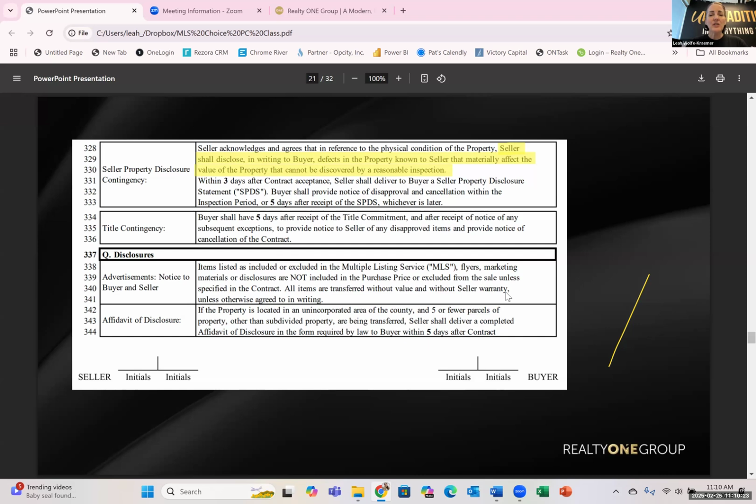The seller property disclosure contingency. Seller shall disclose in writing to buyer defects in the property known to seller that materially affect the value of the property. I love this part. That cannot be discovered by a reasonable inspection. I understand there is still some ambiguity here. I understand that there's still kind of a vague reference. What is reasonable?